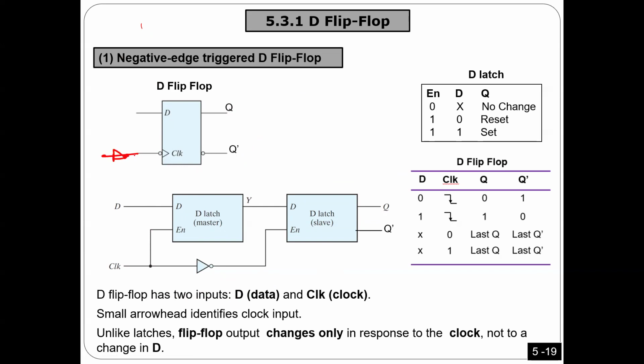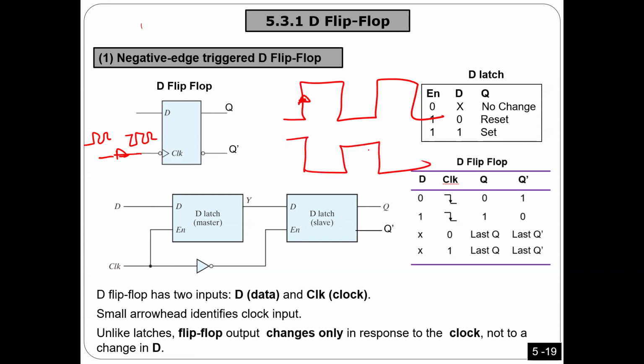Just put an inverter here at the input. You know what I'm saying? By putting an inverter here, any clock that goes this way, I'm going to make it go this way. So when this one is rising, after the inverter it becomes falling, and so this one will trigger this one. You got what I'm saying?